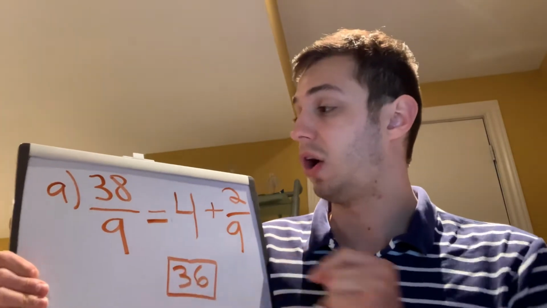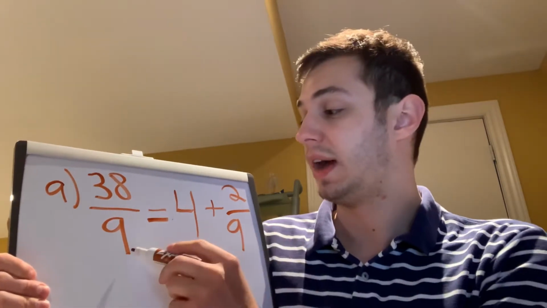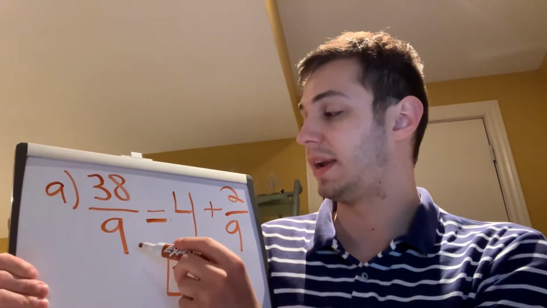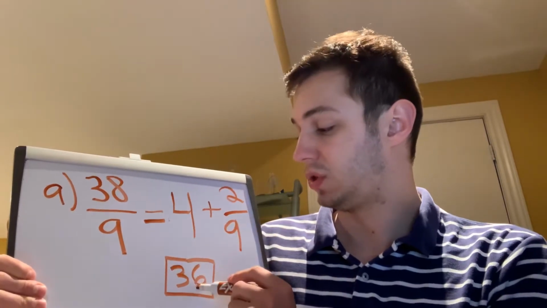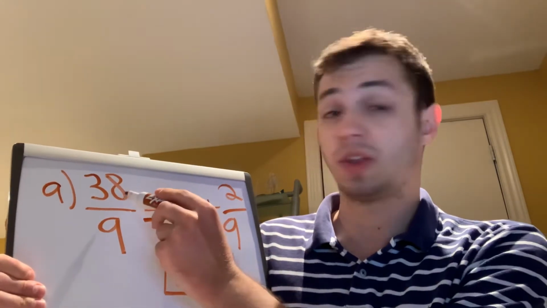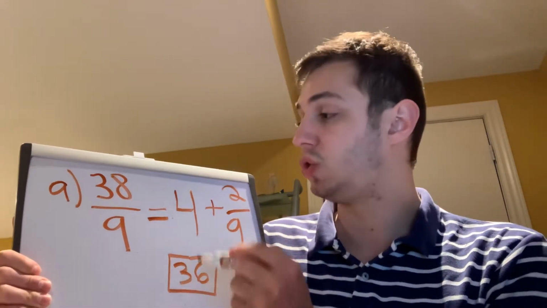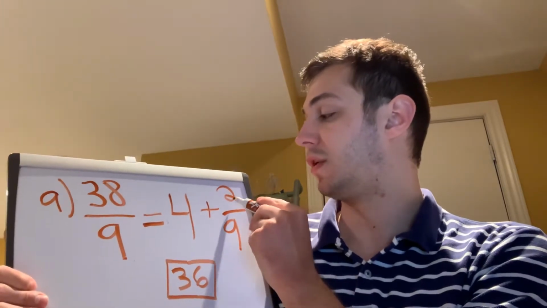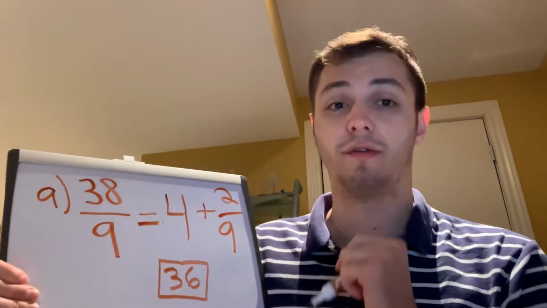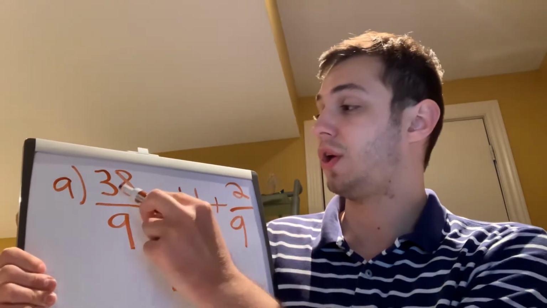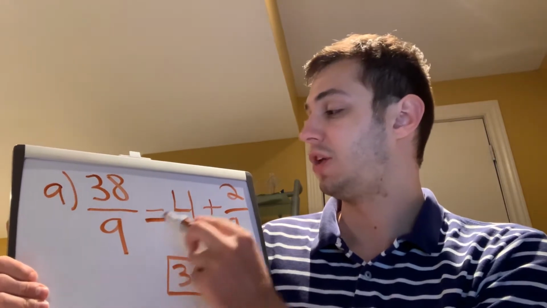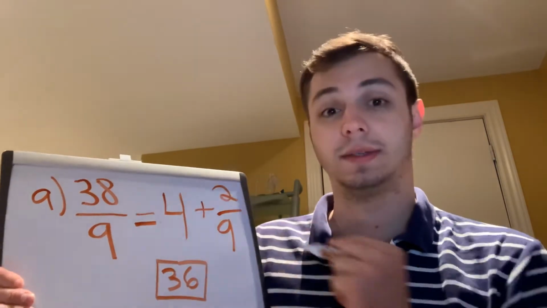So once again, our first step was to see how many times could 9 go into 38, right? So we said that it can go 4 times. So then 9 multiplied by 4 was 36. We need to get to 38, so we had to add 2 more, which is what we did for our fraction, and then we had to put it over 9 because our other fraction is over 9. So our answer is 38 divided by 9, or 38 over 9, equals 4 plus 2 ninths.